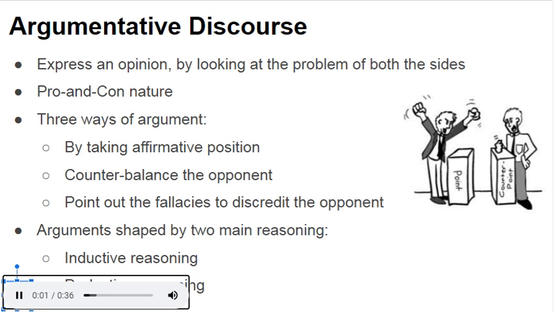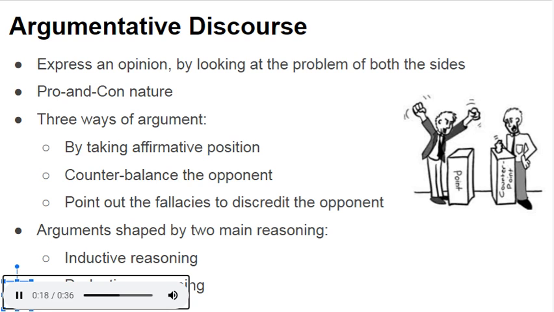Last will be argumentative discourse. Here the writer expresses his opinion, but by looking at both sides of the problem. He must understand the pros and cons of the subject or the problem. Now your argument is shaped by solid reasoning.